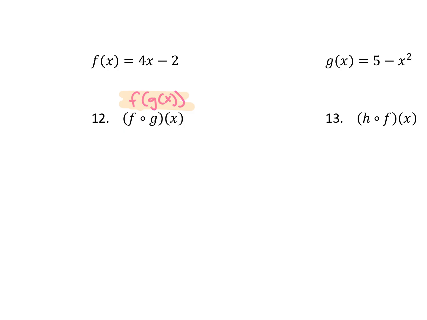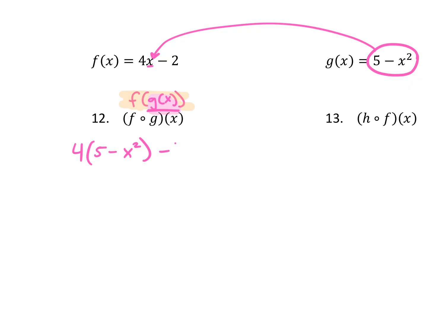What's going on the inside here? What's on the inside of the parentheses? g. So I'm going to take g and put that inside the f function. So I'm going to take everything in g, plug it in the x in my f function. So you always start with the inside one. So the second one is going to be your inside. So we have 4 times, now where x is, I'm plugging in g. So 5 minus x squared minus 2. Wherever x is in f, that's where I'm putting g in.